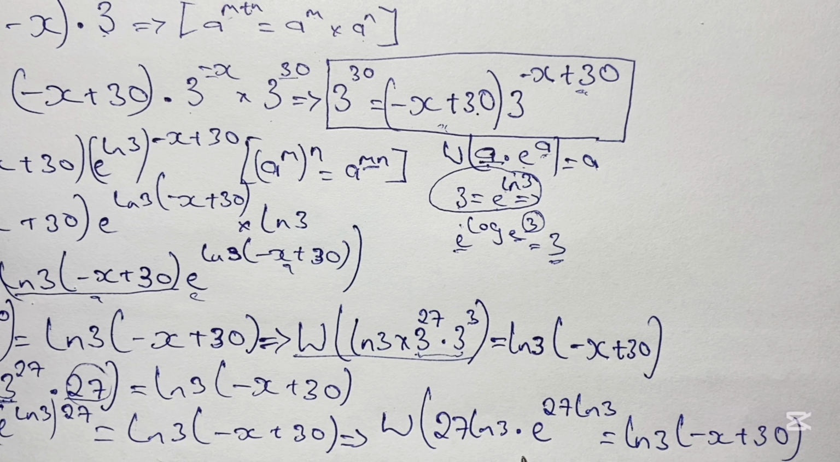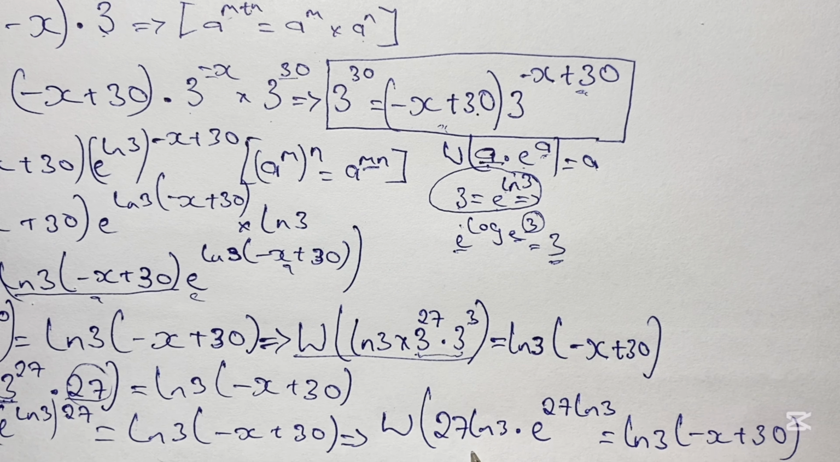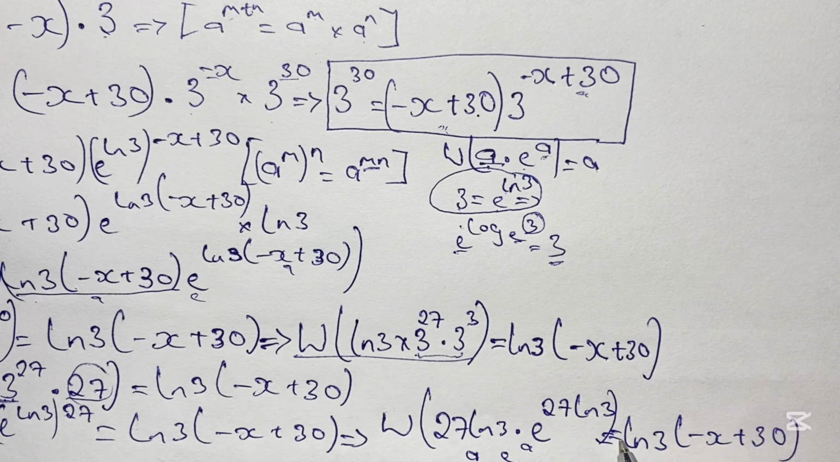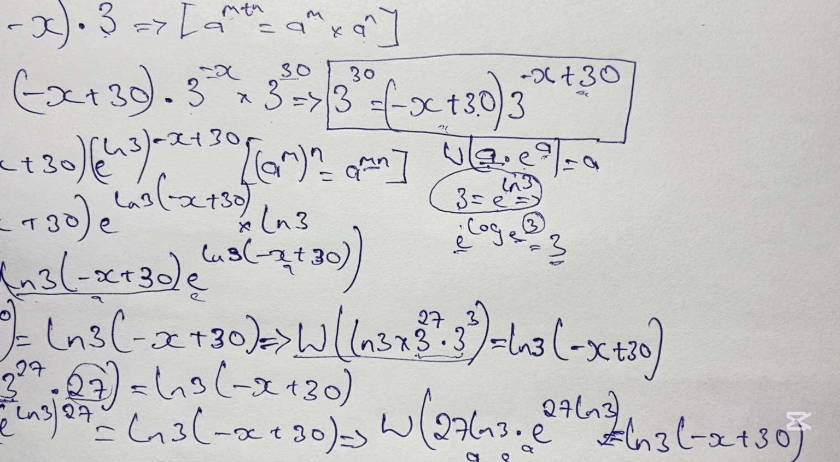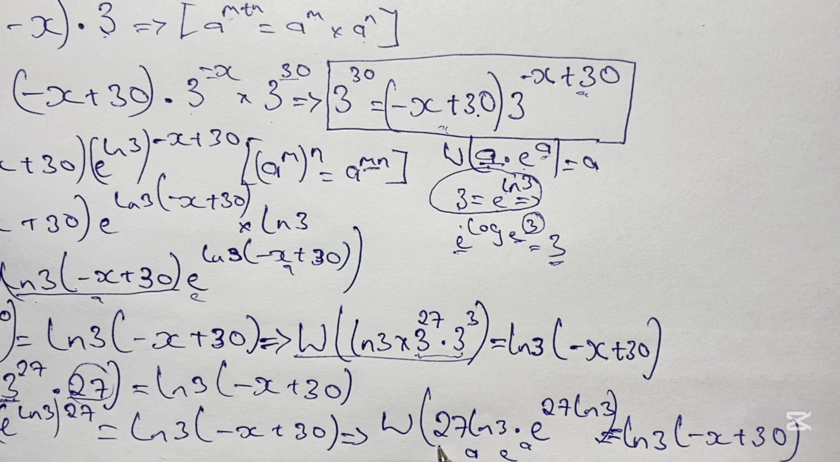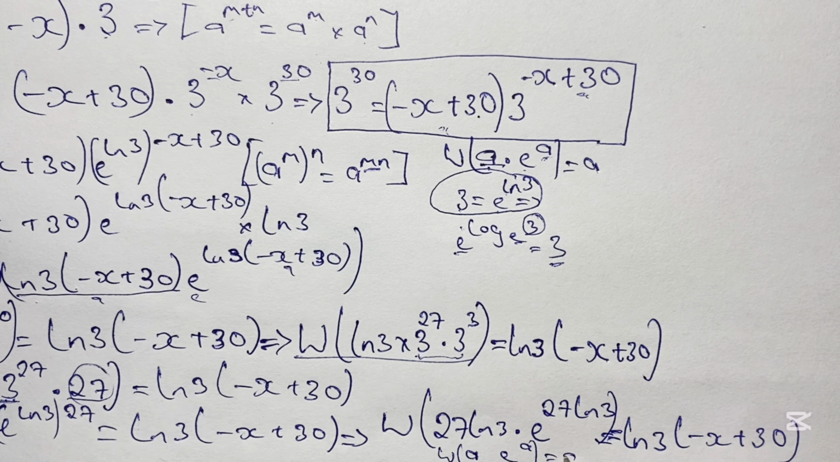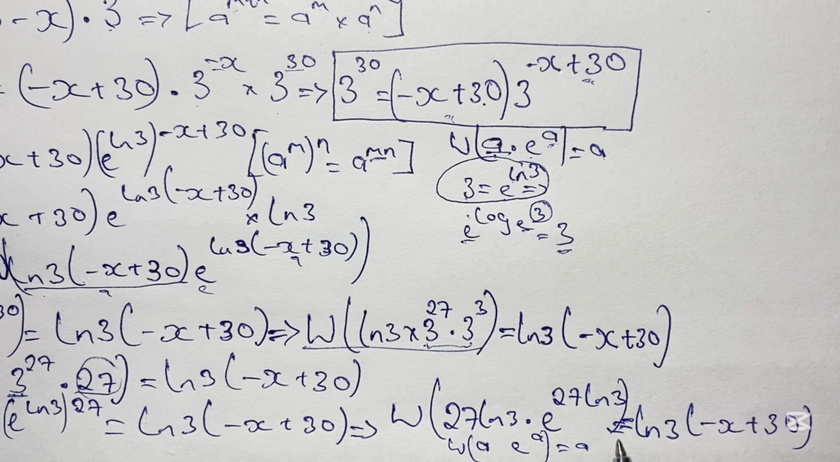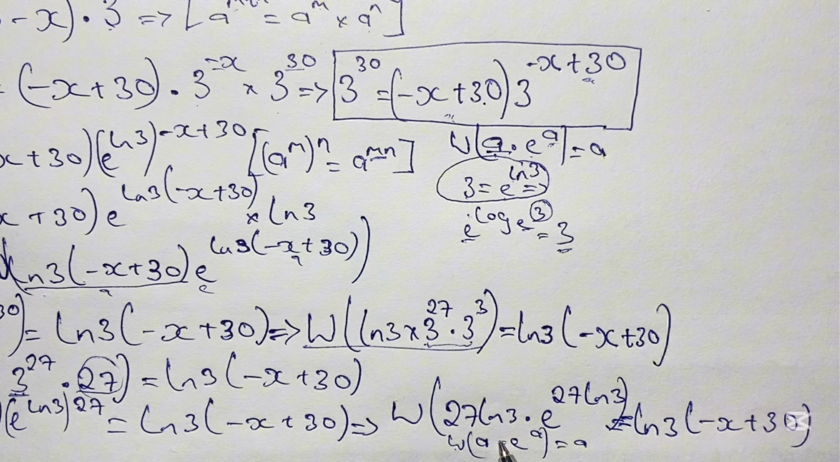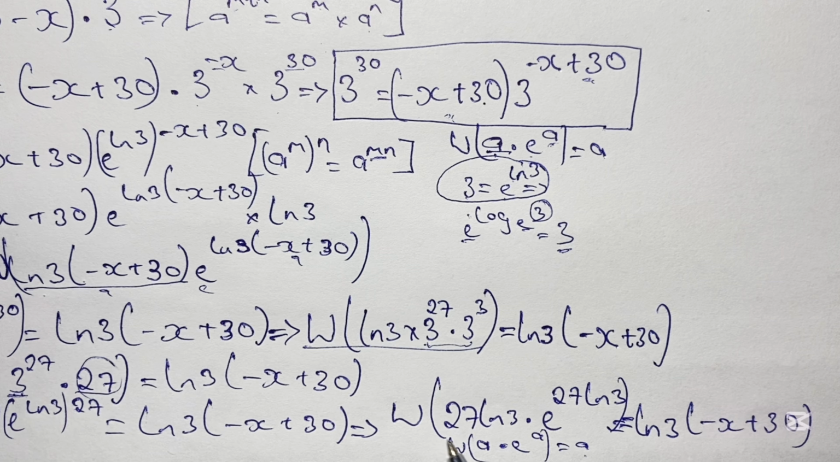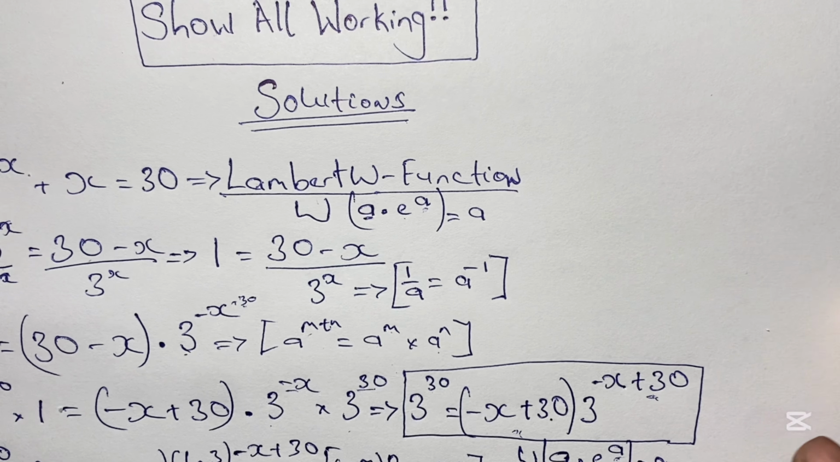Now, as I said, it should be obvious what we're trying to achieve here. If you look, we have a times e raised to the power of a, which is 27 ln of 3, and we are doubling this expression. So doubling this expression means that if we apply a W to this expression, it's going to output the value of a. W of a times e to the power of a gives us a. So we'll just rewrite our equation using this W function.